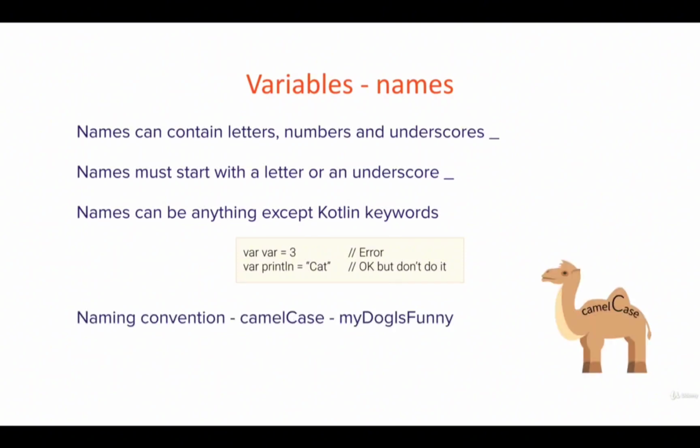Now, there is a naming convention in Kotlin. So how would you name a variable that has multiple words? The naming convention is called camel case, and I found this nice image that kind of symbolizes the camel case convention. So you start off the variable name with a lowercase letter, and then every word that comes after that, you capitalize it. Okay, so I have an example here. myDogIsFunny. So you can see the D is capitalized, the I with a capital I, F with a capital F, and so on.